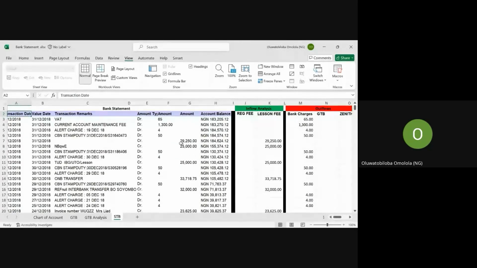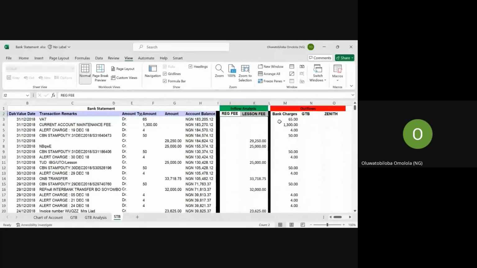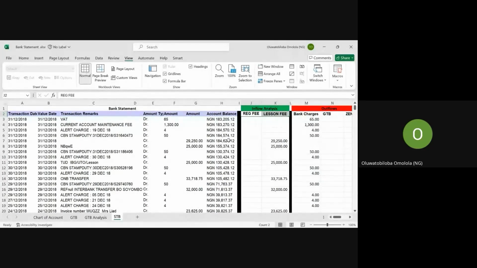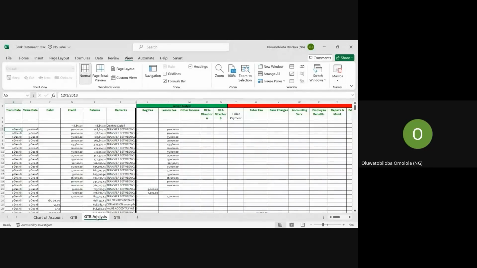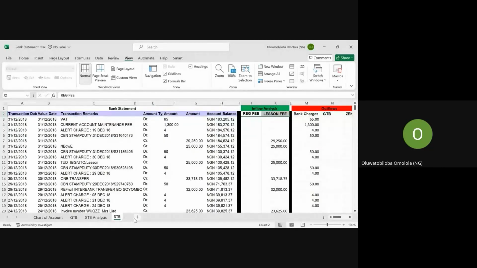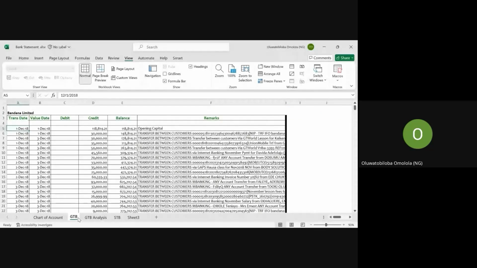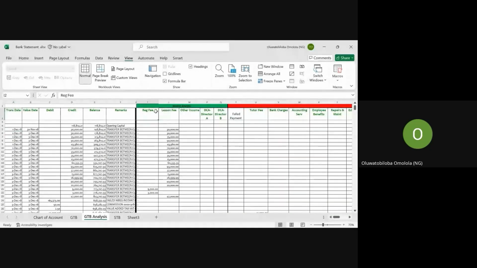So this is the bank statement collected. Then I'll also analyze it based on my chart of accounts. Since I don't have much, I only put lesson fee and registration fee here. So inflows into this account are either lesson fee or registration fee. For outflows, I'll also recognize what they are, whether an expense or bank charges or whatever the money is going out for. If you have so many banks, you do this same thing for all of them. I believe we are all in sync with the bank statement analysis.